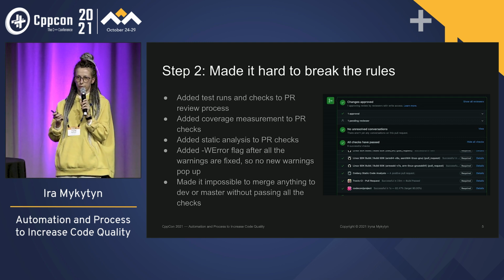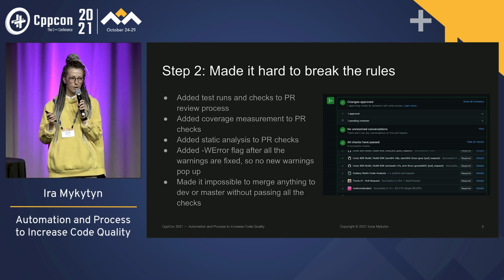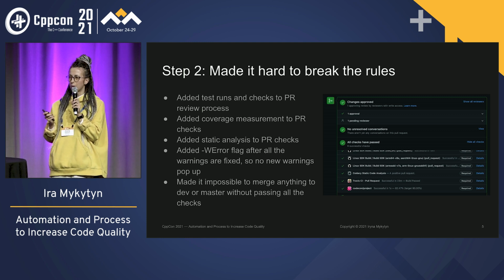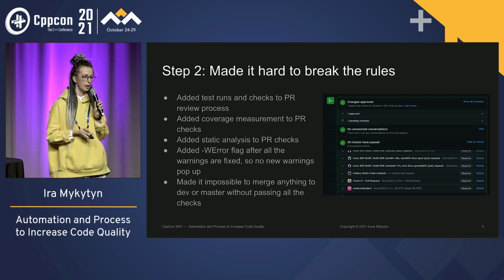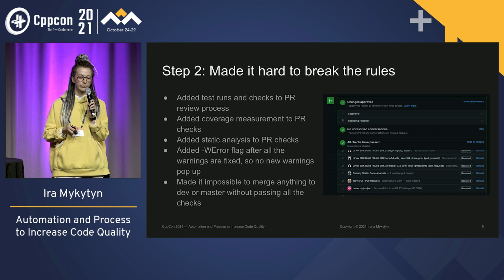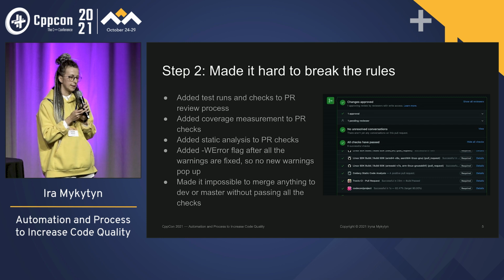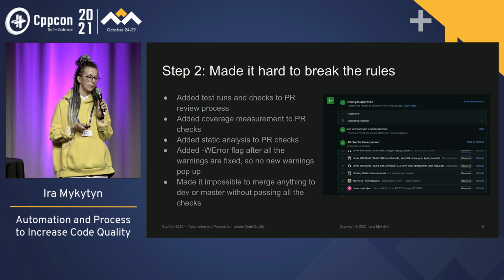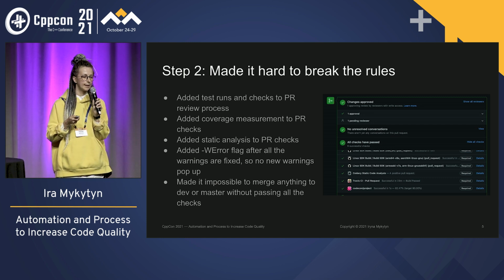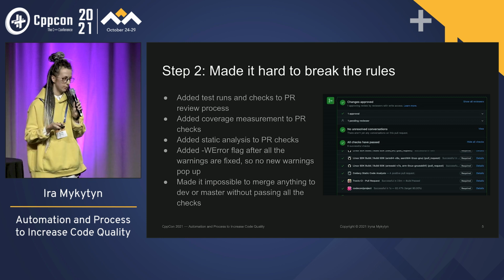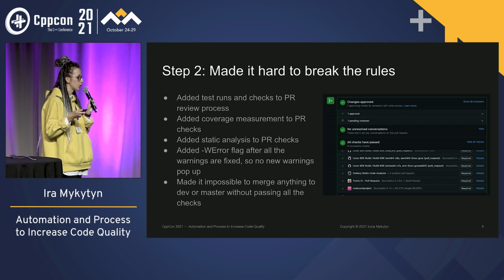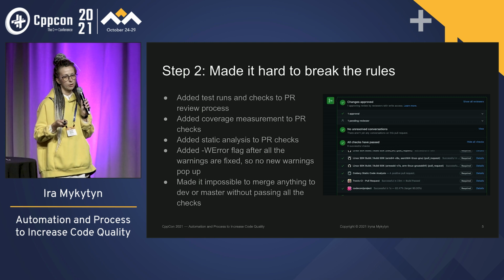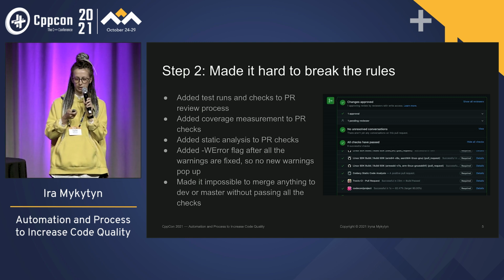2 months ago, we finally fixed all 1,000 warnings, and we started treating warnings as errors, so we put the warning-as-error flag on after all those warnings were fixed. And we made it impossible to merge anything to master or dev without passing all those checks.